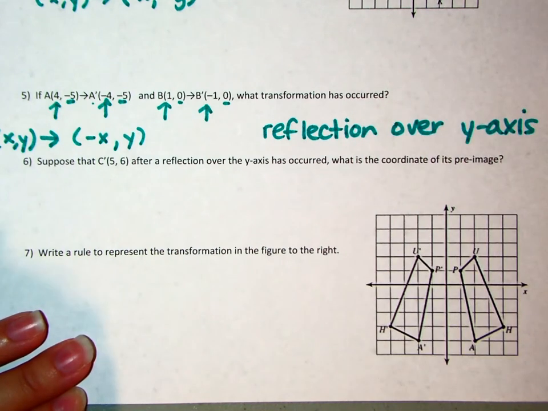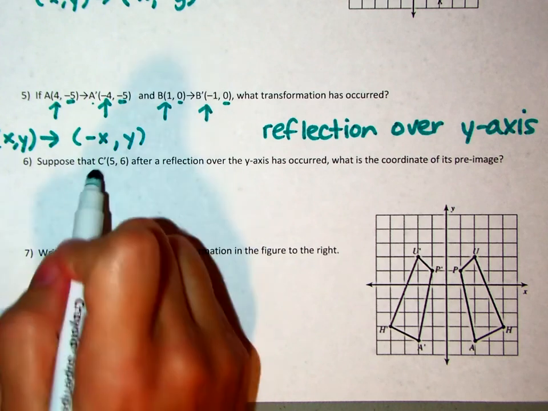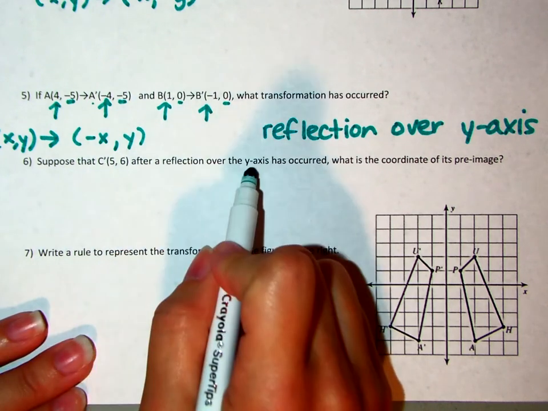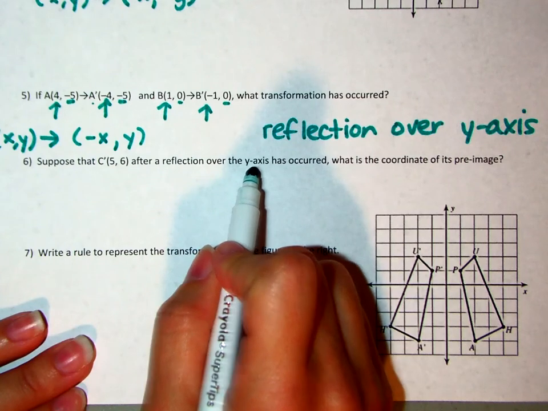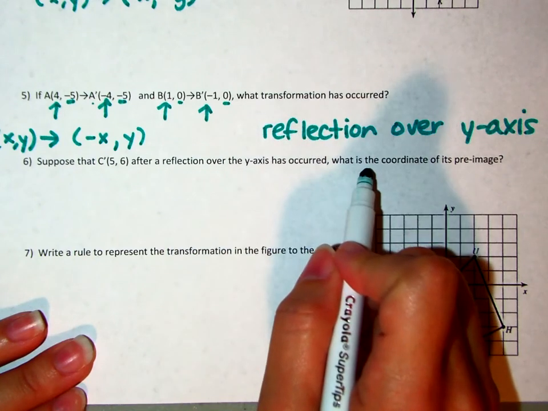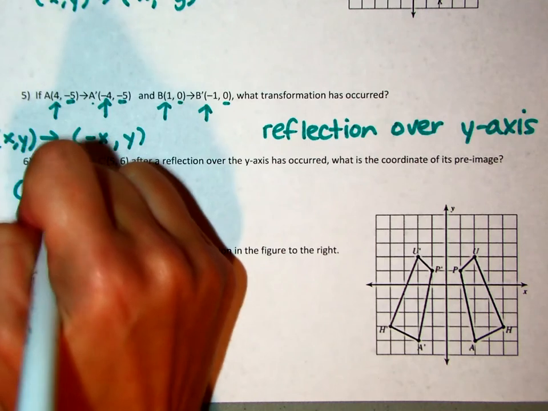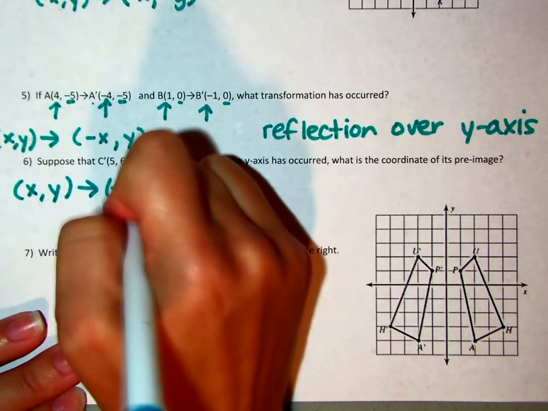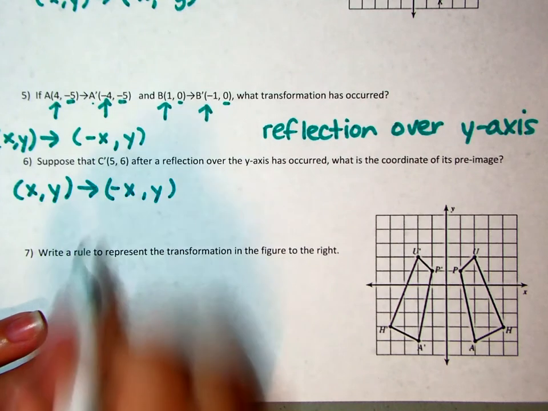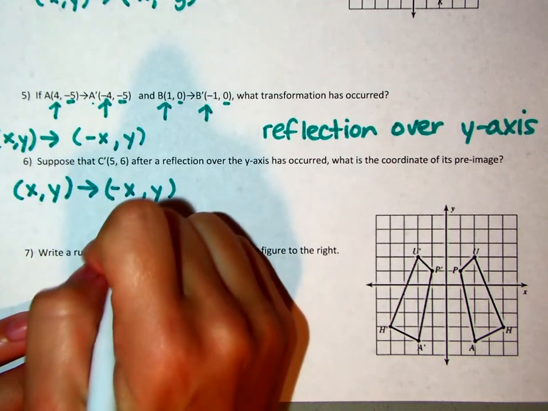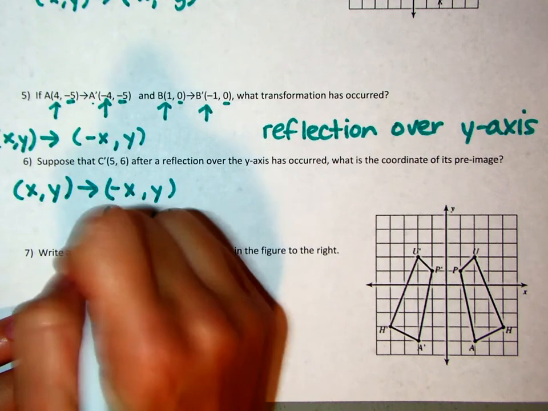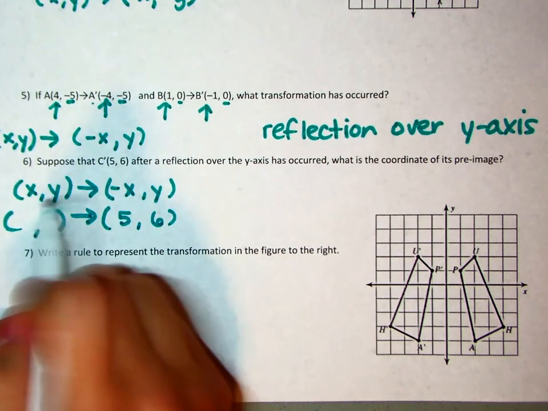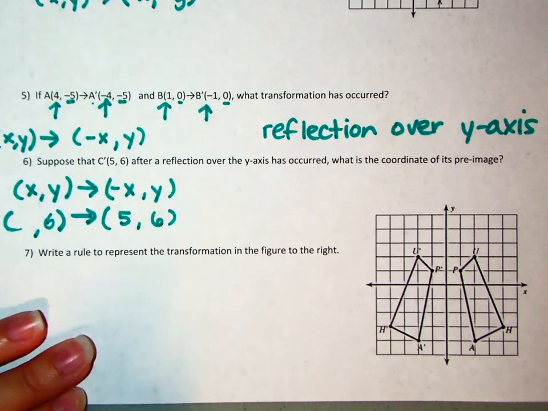On number 6, it says, suppose that C prime is 5, 6. So we can already see this is an image point because of the prime. And this is what happened after it was reflected over the y-axis. So we're trying to figure out the coordinate of the pre-image. Well, if we reflect something over the y-axis, remember y would stay the same. So this x would go opposite in value. Now, what it's giving me is this part right here. It's saying, hey, we've got 5, 6. But this is what we're trying to figure out, what the original point was. Well, the y stayed the same, so this has to be 6.